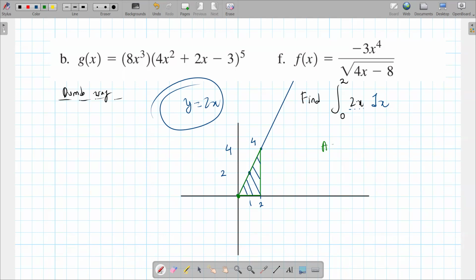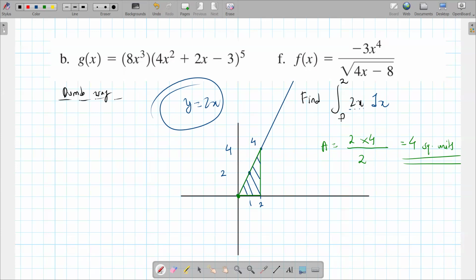So the area, base is how many units? It's 2. Height is 4 units. And the formula is base times height over 2. So the area is 4 square units, whatever the units is here. So it's 4. So that's the dumb way of doing it. It's easy for a straight line, right? Now here's the actual way of doing it.